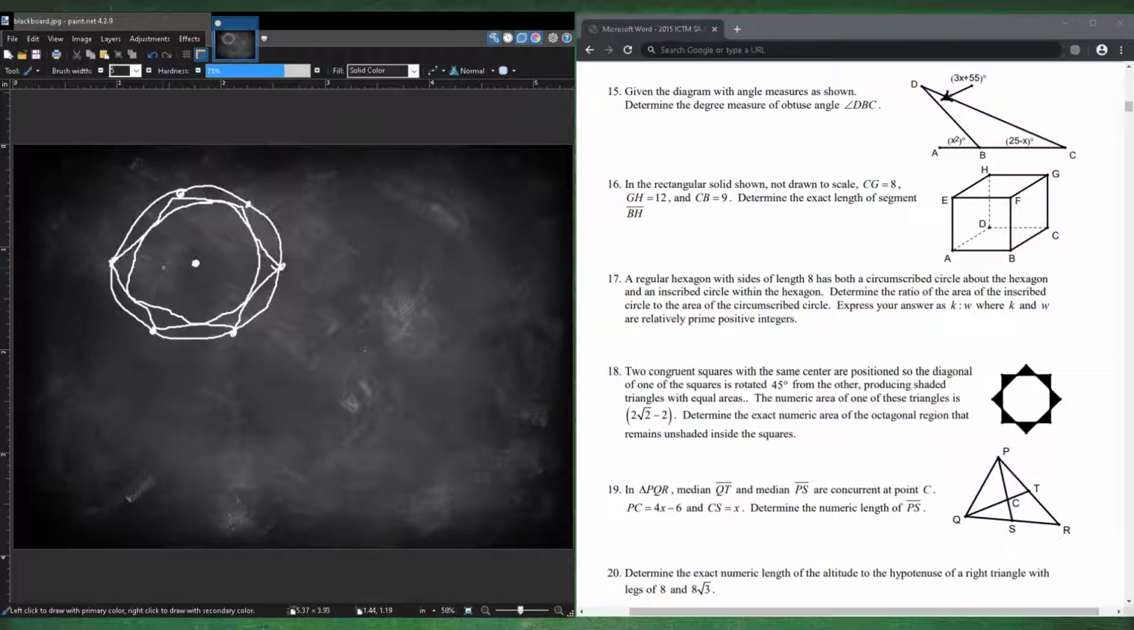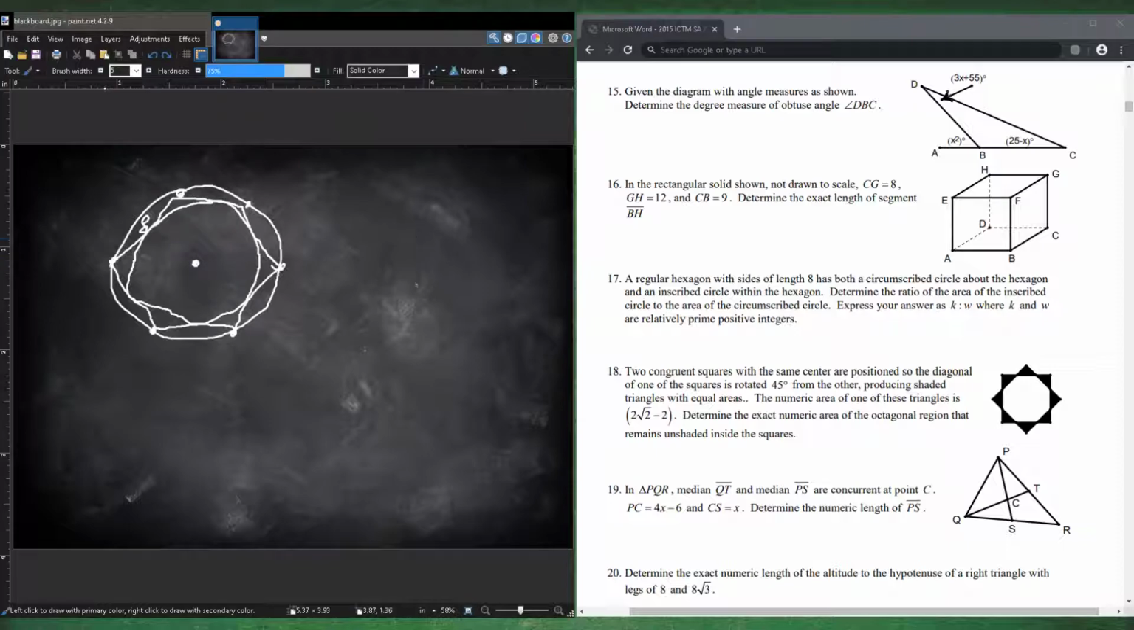So determine the ratio of the area of the inscribed to the circumscribed circle. Okay, so if this is side length 8, what you notice is if we draw our triangle here, basically this is side length 8, 8, and 8. Because if this is a hexagon, it's just made by 6 equilateral triangles. That's what a regular hexagon is. So that means our radius is 8 for our circumscribed circle, because that's the circle outside.